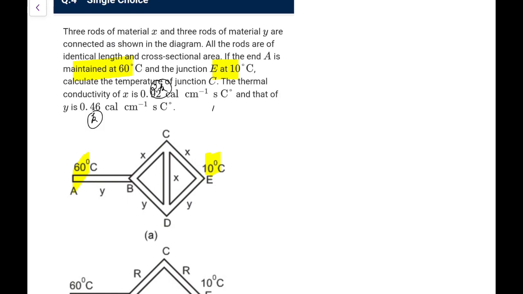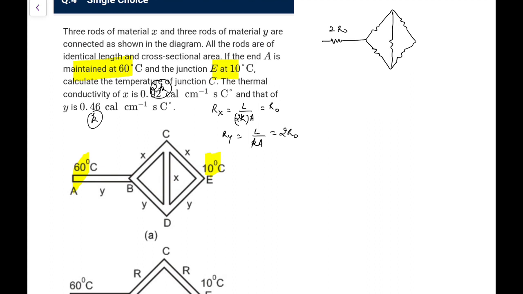Now for the X rods, Rx would be L upon K, so L upon 2K, and Ry would be L upon K. So if I call it R0, this would be 2R0. If I draw it in the analogy of the current resistance which your teachers might have told you, this would be 2R0. Okay, there's a mistake from my end. This is 2R0, no, it's right. So 2R0, this would be R0, R0, R0, R0, R0, R0, 2R0, 2R0 and R0.